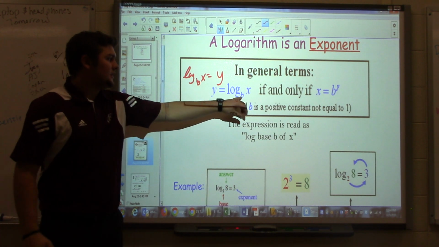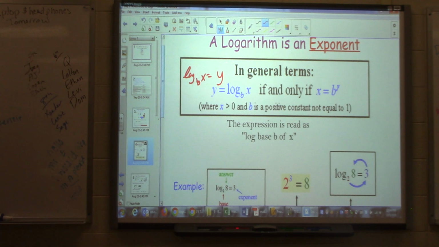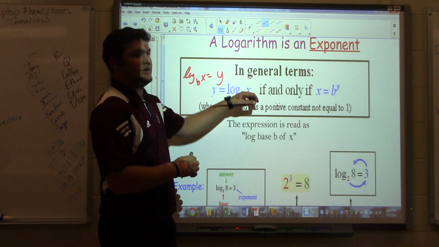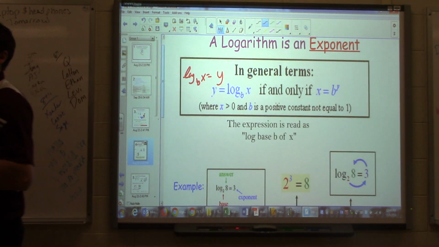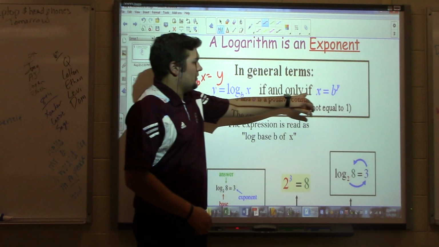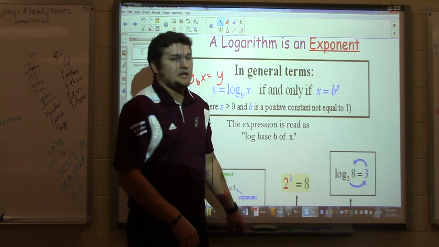Notice that b is below x. It is the base of the log. It's not b times x. So when we start writing bases, don't start writing it as log times b times x. It'll get confusing. Make sure we're writing it as a base, below there, if and only if x equals b to the y power.